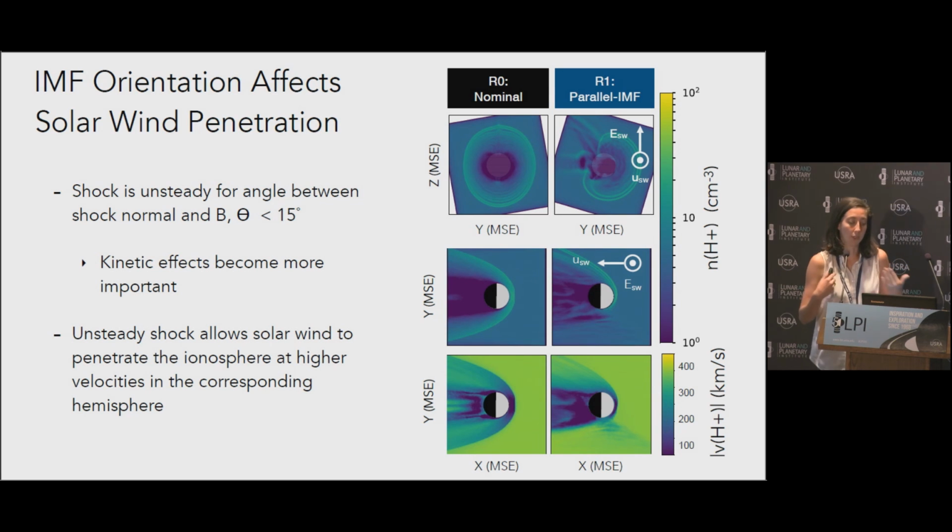And that's because a shock is unsteady if the angle between the shock normal and the magnetic field is less than 15 degrees. And so for a quasi-parallel interaction, that's satisfied for an entire hemisphere of the shock. This means that kinetic effects are becoming more important because we're in this unsteady regime. It means that the solar wind velocity can approach the ionosphere at a much higher velocity in this unsteady hemisphere. So you can see down here where the H+ gets shocked in the nominal case, but because it's unsteady, it approaches at a much higher velocity in that corresponding hemisphere.